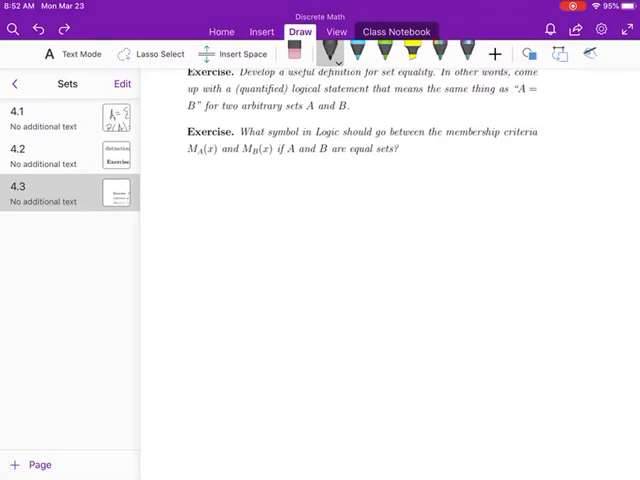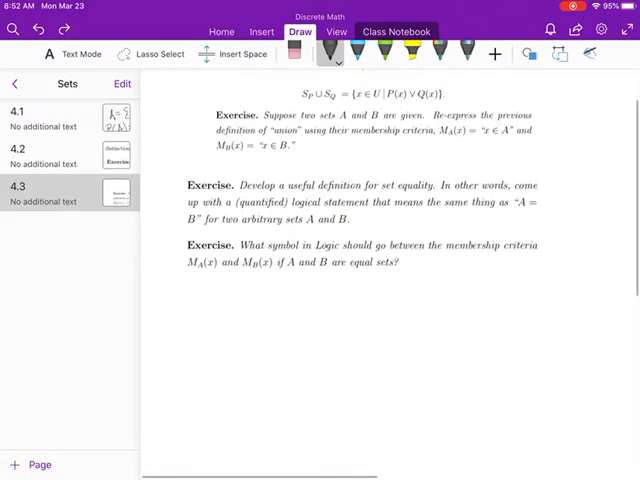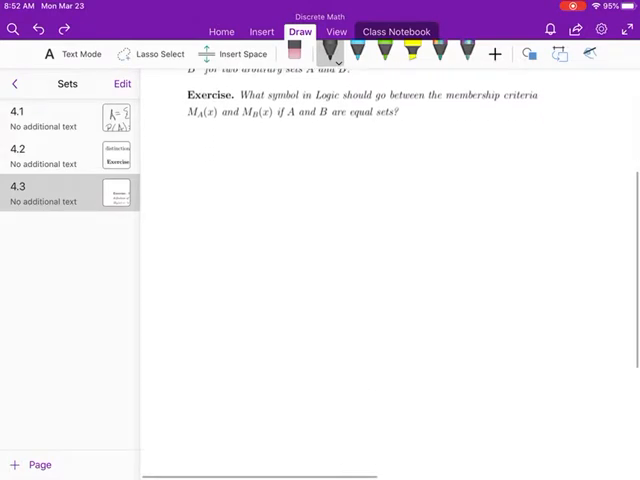So let's see. What I want to do is find a definition for the union of A and B, and instead of the logical stuff, I want to use the membership criteria that they've set up. So if X is a member of A, X is a member of B, right? So X is in A, X is in B. Those are the membership criteria they're talking about. So if you notice, it's really not going to be that difficult.